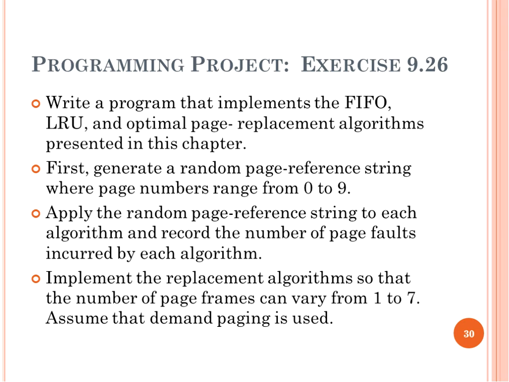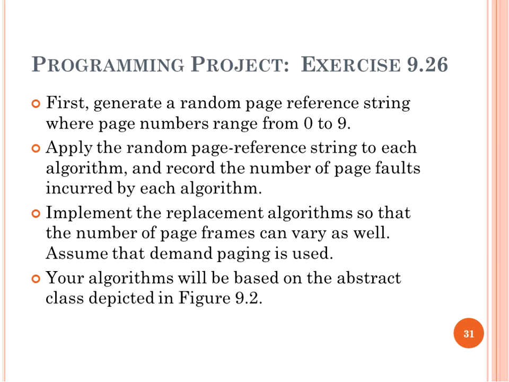And this is not an actual programming class, this is just understanding operating system concepts. So write a program that implements the FIFO, LRU, and optimal page replacement algorithms presented in this chapter. First, generate a random page reference string where page numbers range from 0 to 9. Apply the random page reference string to each algorithm and record the number of page faults incurred by each algorithm. Implement a replacement algorithm so that the number of page frames can vary from 1 to 7. Assume that demand paging is used. So these are kind of helpful hints as to how to go about answering this assignment.